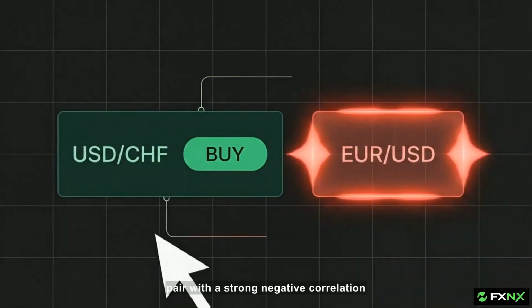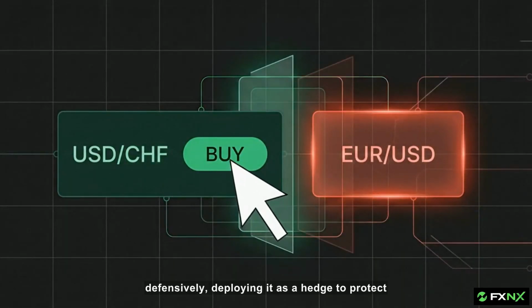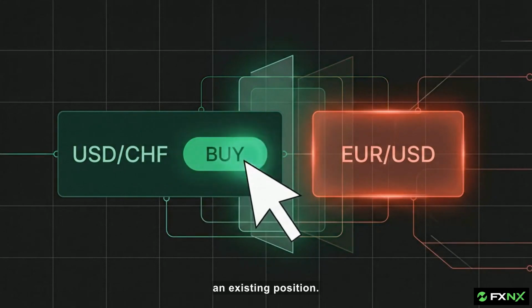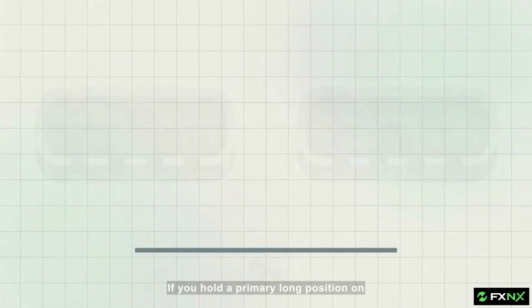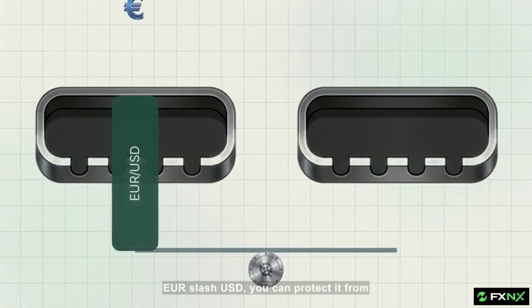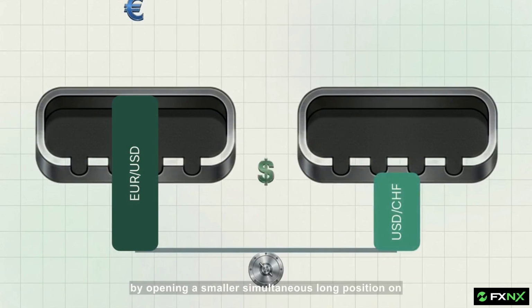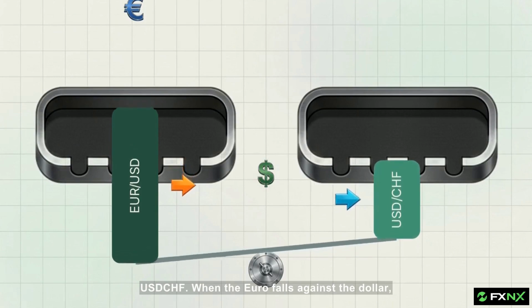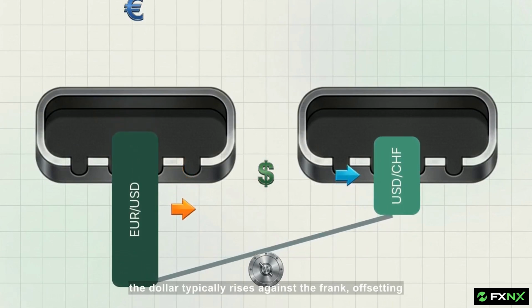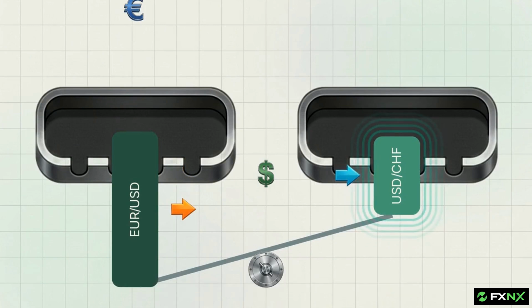You can use a pair with a strong negative correlation defensively, deploying it as a hedge to protect an existing position. If you hold a primary long position on EUR/USD, you can protect it from short-term dips by opening a smaller, simultaneous long position on USD/CHF. When the euro falls against the dollar, the dollar typically rises against the franc, offsetting your temporary losses.